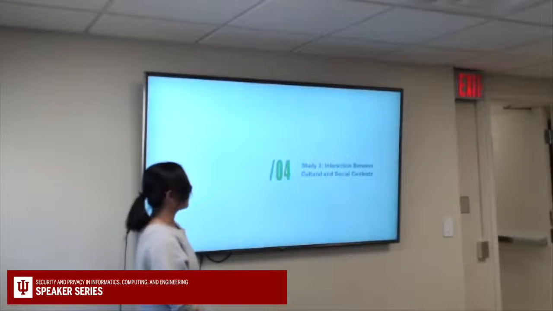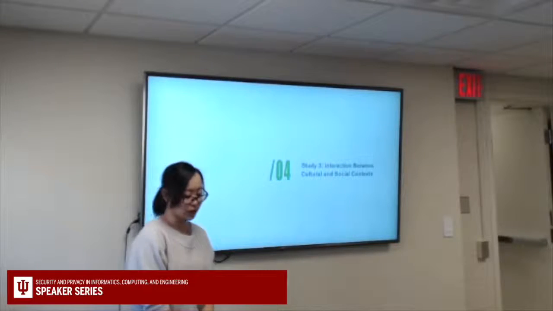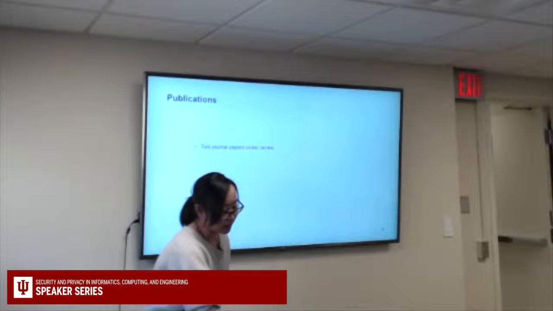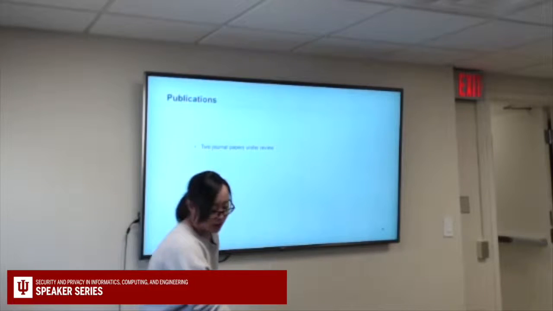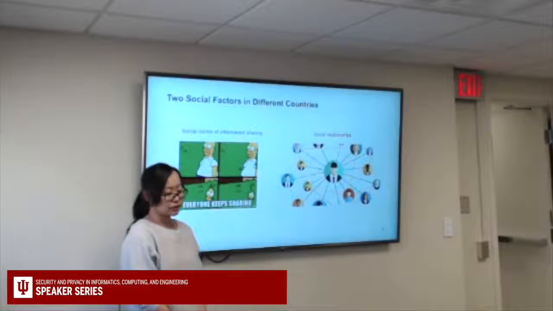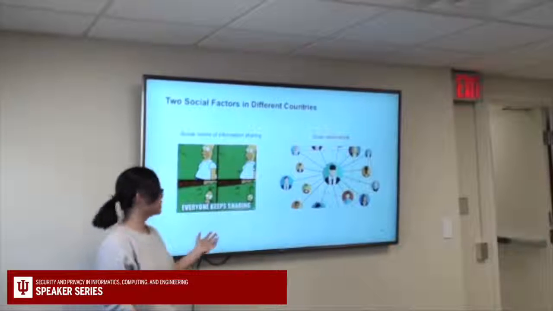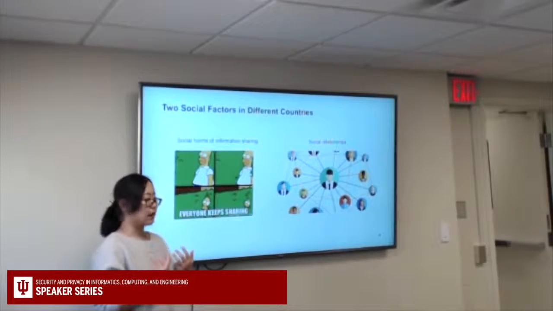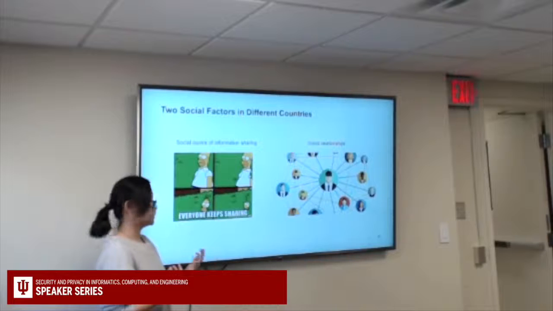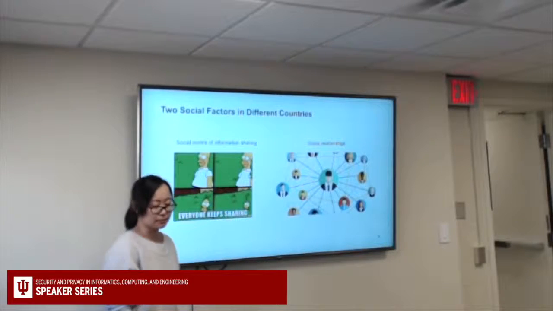Okay, this is my last study. I explore the interaction between culture and social context. I have two journal papers under review, and in this study, I examined two social factors across different countries. The first one is the social norms of information sharing. It means that if everyone keeps sharing, I feel like I am expected to share more as well. My privacy management will be influenced by the norms, and the social relationship will also influence our privacy management.